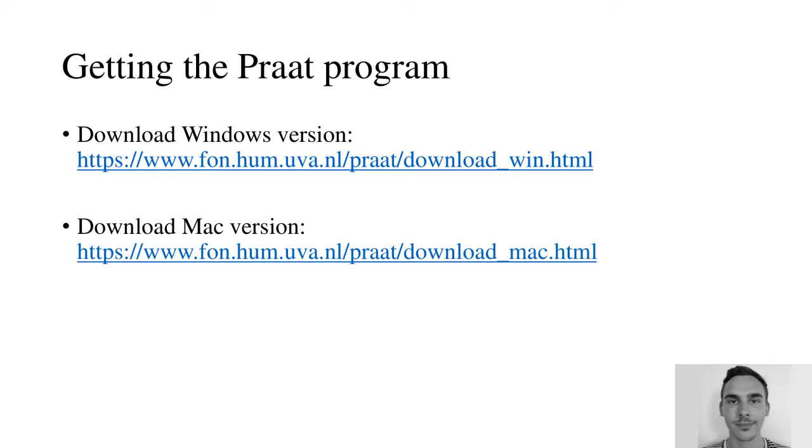We will do this with the Praat program, and a necessary step, of course, is downloading it on your computer if you have not already done so. These two links lead you to the web pages where you can download either the Windows or Mac version. In this introduction, we will work with the Windows version. And once you have downloaded Praat, you will see that it is an executable file that does not require any installation in order to use it. So we can get started directly.